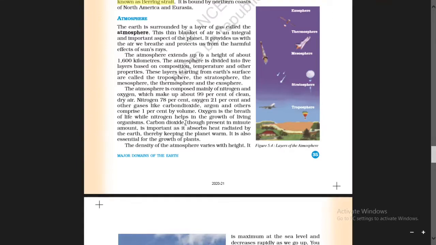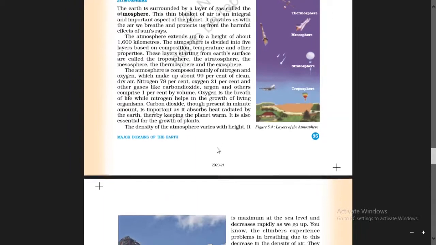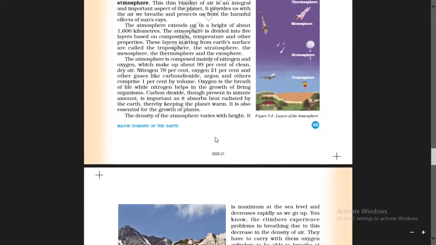Carbon dioxide, though present in minute amount, means very less amount, is important as it absorbs heat radiated by the earth, thereby keeping the planet warm. So all this, we find, is very important for our life. It is also essential for the growth of plants. Nitrogen, you see here, boys.